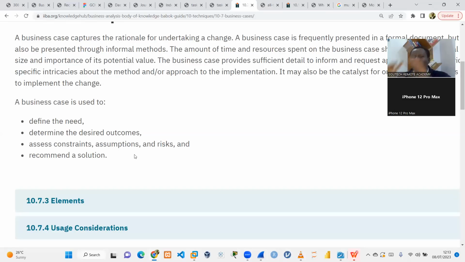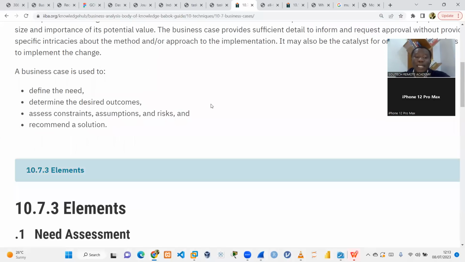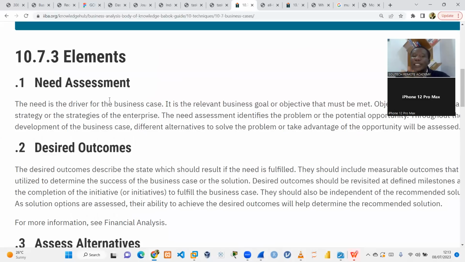So a business case gives us a formal document that highlights most of these things. Then it will help us to recommend the solution. So what are the elements? We need a needs assessment. That's why you see even in some organizations, before they even do anything, they first need to do a needs assessment. The need is a driver for the business case. So without a need, we cannot talk about a business case.